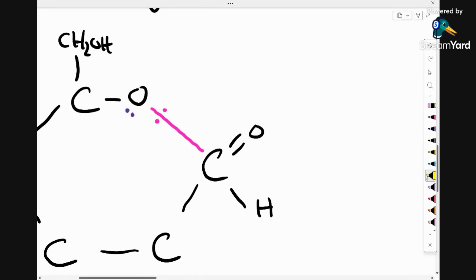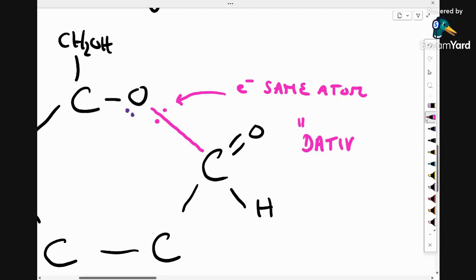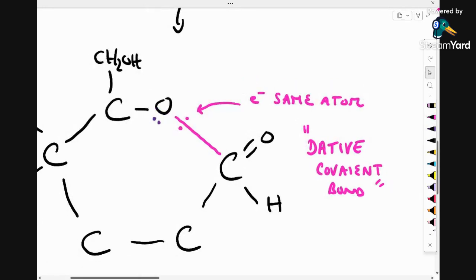So it's worth bearing in mind now that the pink bond here, the single bond, is made up of electrons that originated from the same atom. In other words, they are both from oxygen. It's a shared pair of electrons, but it is not a dot and a cross. They are both originating from the oxygen. Therefore, we call this a dative bond or a dative covalent bond. Worth bearing in mind.